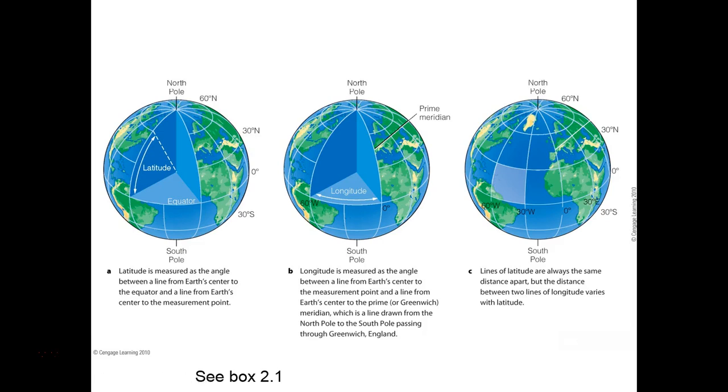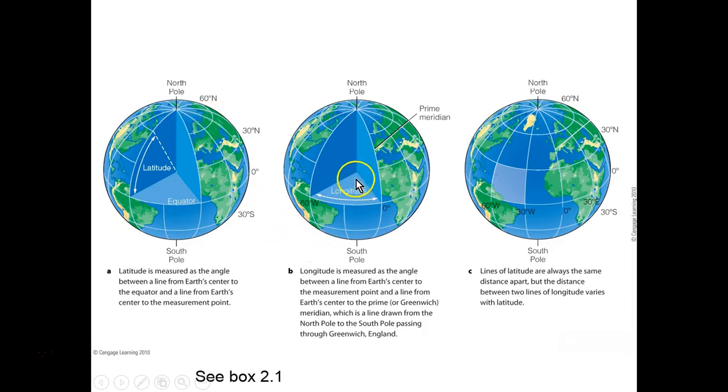Okay, so with latitude, the degrees are basically measured by taking the very center of the Earth, drawing a line out to the equator, and then drawing a line from the center of the Earth to that location. And the angle between those two lines is the degree for each of them. Okay, so this angle right here is 60 degrees. So this line of latitude is 60 degrees.